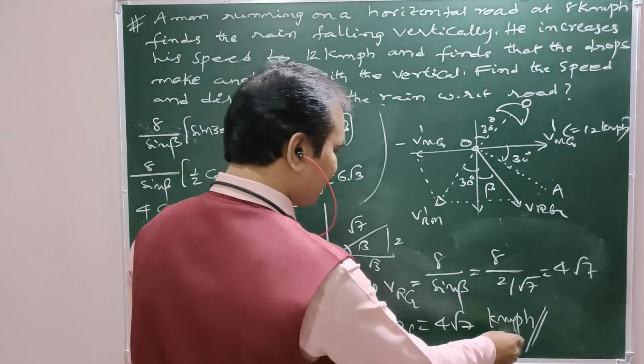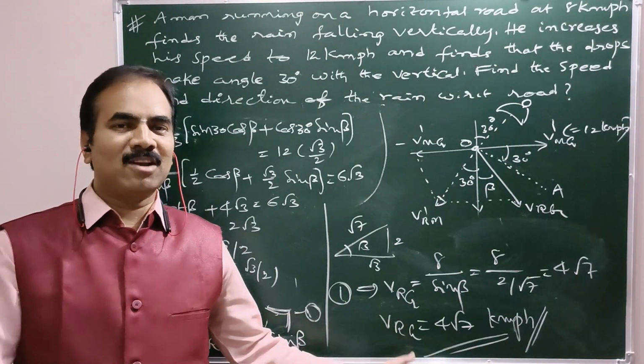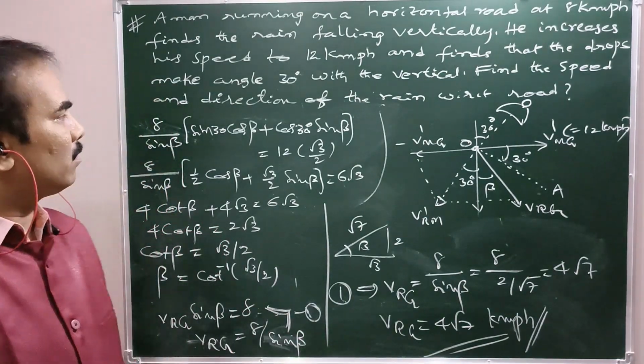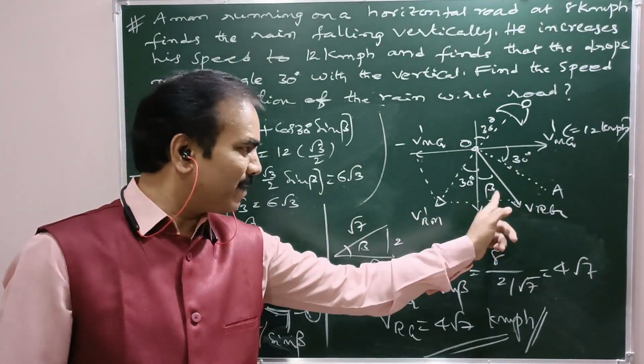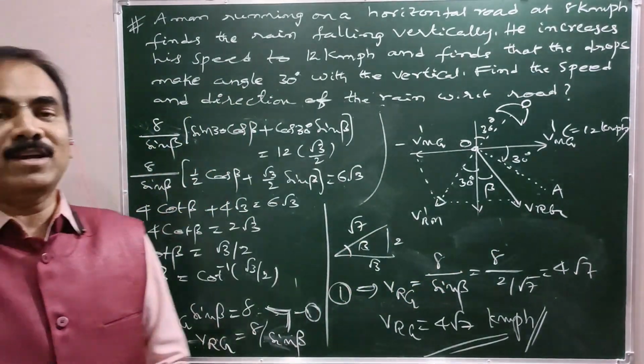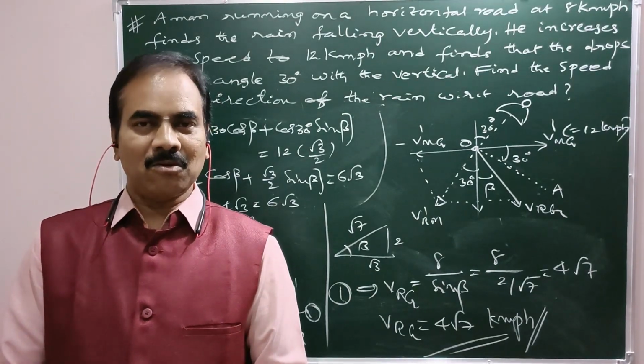This is the actual velocity of rain with respect to ground, the absolute velocity of rain with respect to ground. Now what is the direction of that absolute velocity? It is beta. What is that beta? Cot inverse root 3 by 2. Okay friends, with this I conclude. Thank you. Have a nice day.